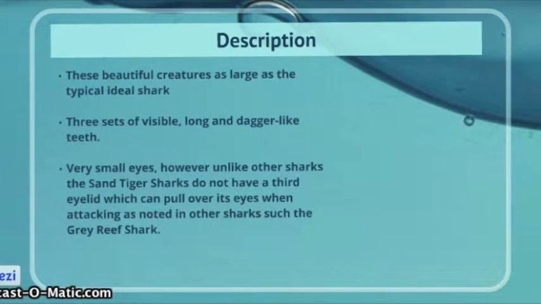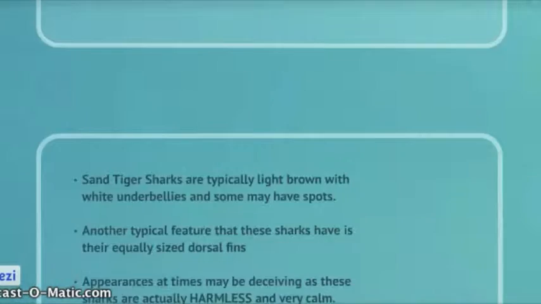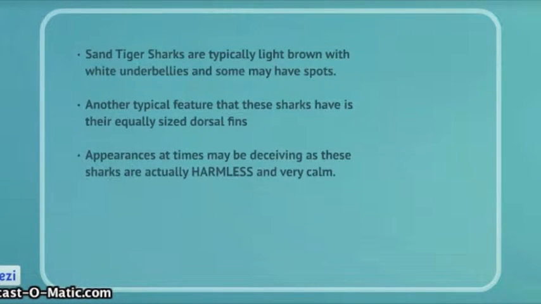However, unlike other sharks, the sand tiger sharks do not have a third eyelid which can pull over its eyes when attacking, as noted in other sharks, such as the gray reef shark. Sand tiger sharks are typically light brown with white underbellies and may have some spots. Another typical feature that these sharks have is their equally sized dorsal fins. Appearances at times may be deceiving, as these sharks are actually harmless and very calm.